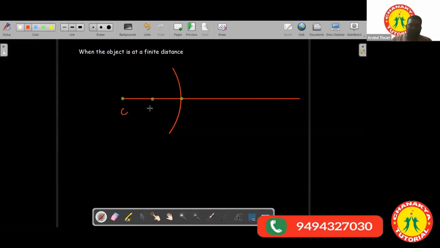So you have center of curvature, focus, pole. Now see, you can keep your object at any distance. It should be a finite distance. So at any finite distance, you can keep your object. Here, draw the object.